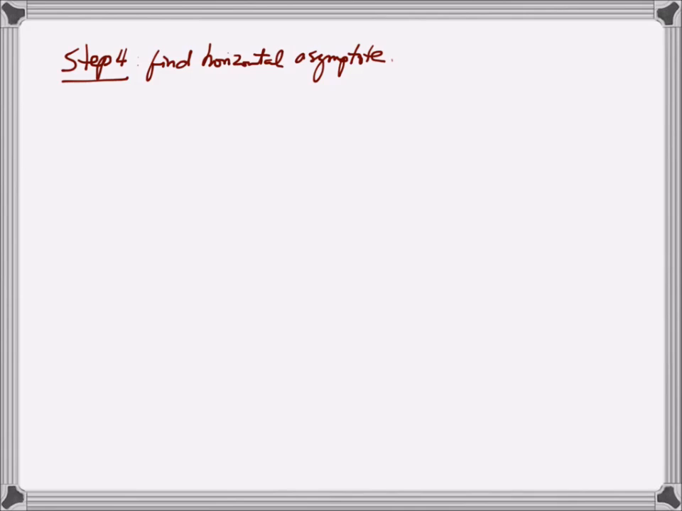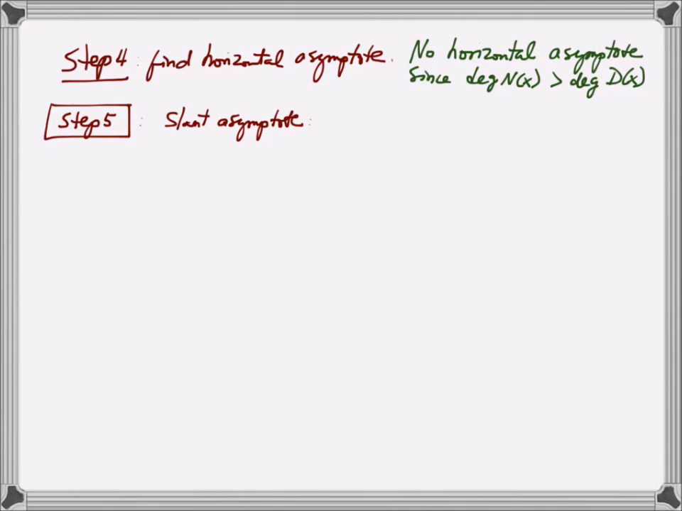In step 4, we find the horizontal asymptote. But notice that the degree of the numerator is greater than the degree of the denominator, and that is why there is no horizontal asymptote. And this is also why we actually have a slant asymptote instead. So in the next step, we're going to find the slant asymptote through the division process.